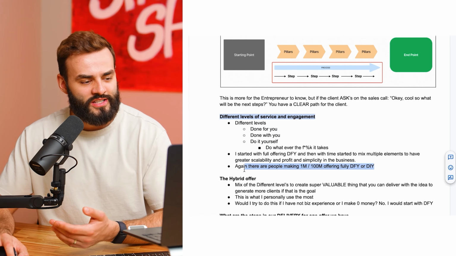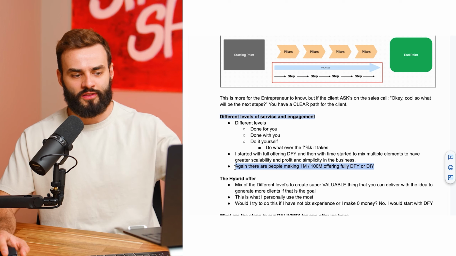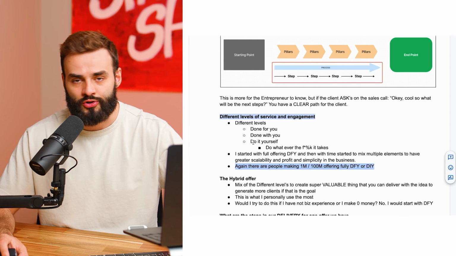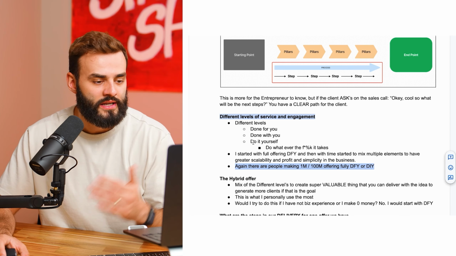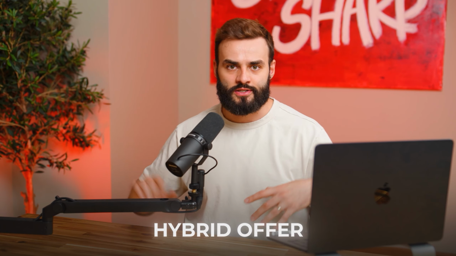And there are agencies and businesses selling done for you and making millions or hundreds of millions. And there are also people selling do-it-yourself, selling courses, let's say Tony Robbins, and still making millions and millions and millions. You need to think for yourself and create your own journey and your own things. What I would recommend is to have a hybrid offer, which is a mix of these things, to make it more valuable to the prospect, more valuable to the client, which is what you actually want, right? You want to make it very, very, very valuable to the prospect, okay?